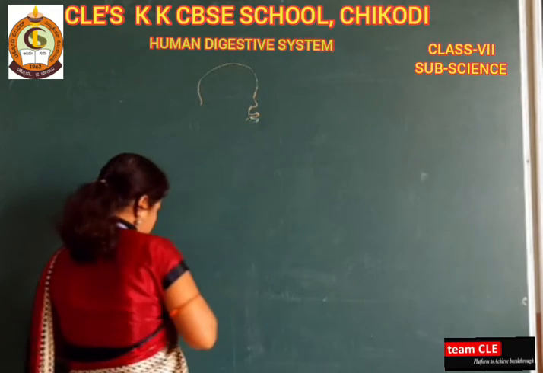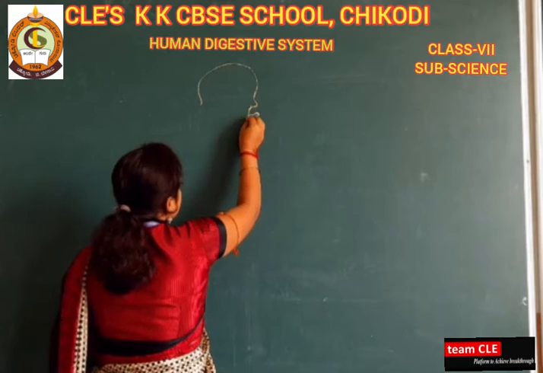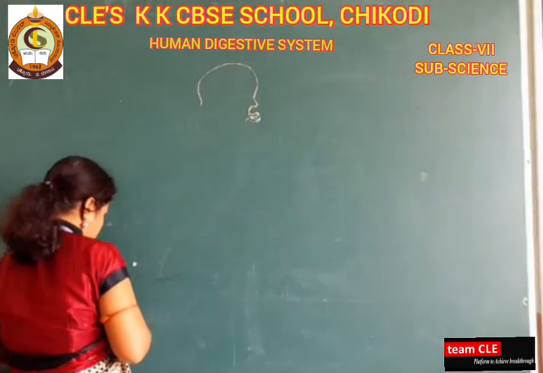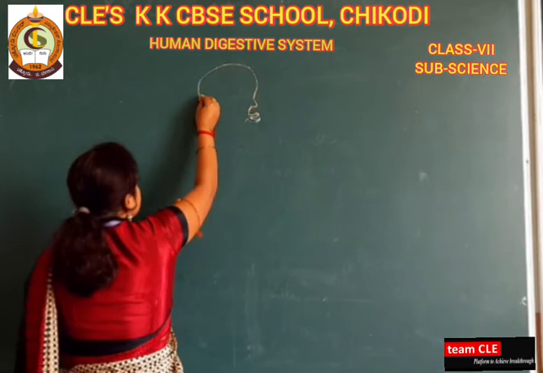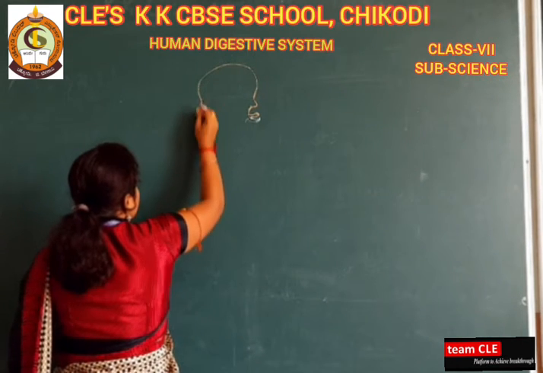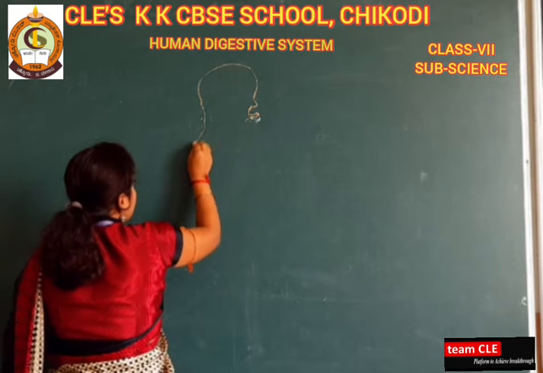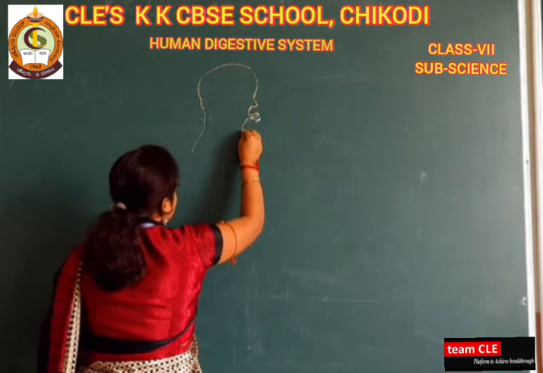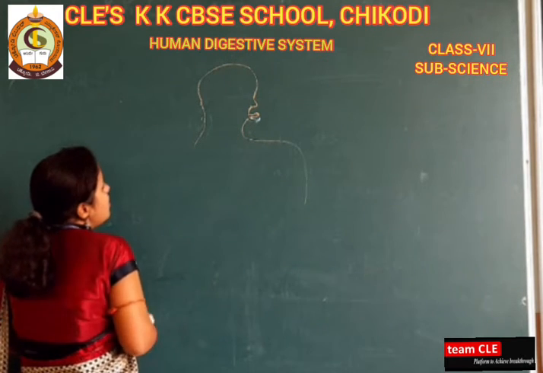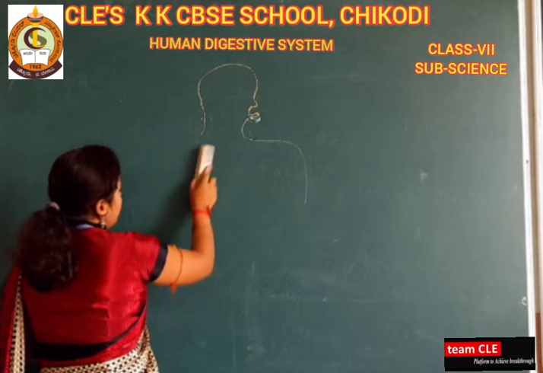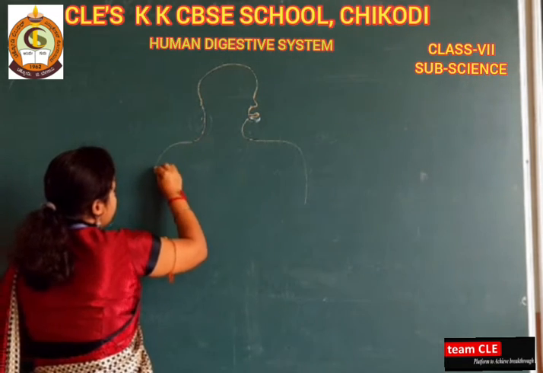So dear students, if the mouth shape is not good, no problem, because we just have to show the mouth part. Extend this boundary line in this manner and draw a neck part here. This is our neck part, and give a proper shape of a human being.